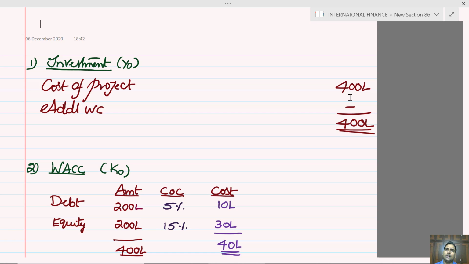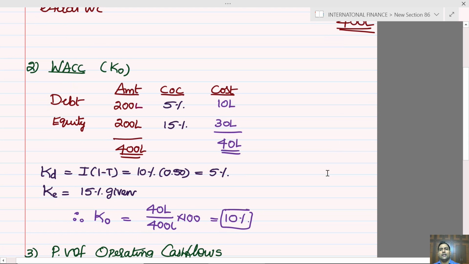See, we have 400 lakhs investment in this project. Then, listen carefully. These 400 lakhs borrowed in the ratio of 50-50, 200 lakhs from external source, 200 lakhs from equity. So the money borrowed from external sources, we call it as debt in financial terms. 200 lakhs of debt and 200 lakhs of equity. Now tell me, this 200 lakhs was borrowed at 15%.